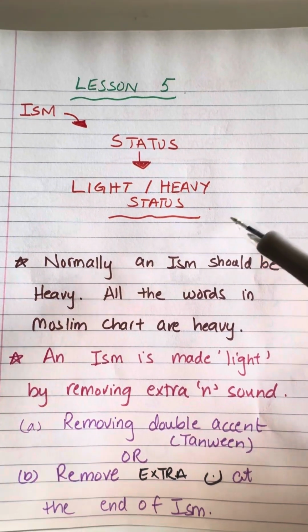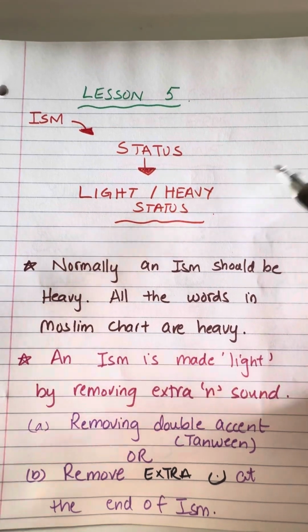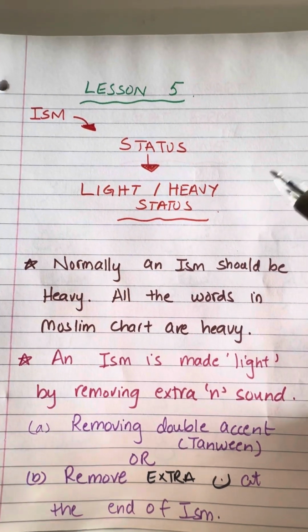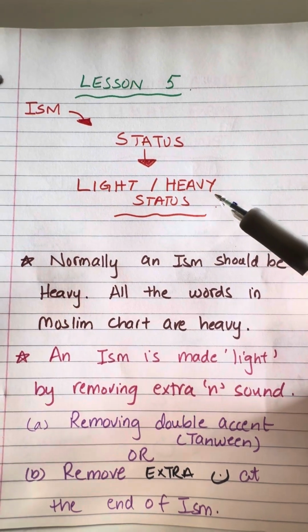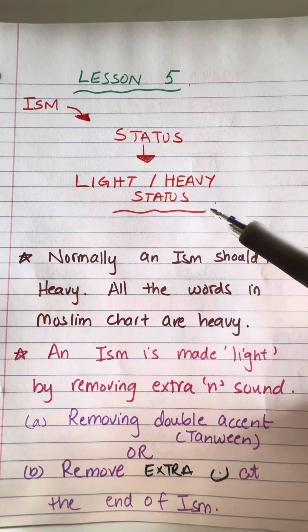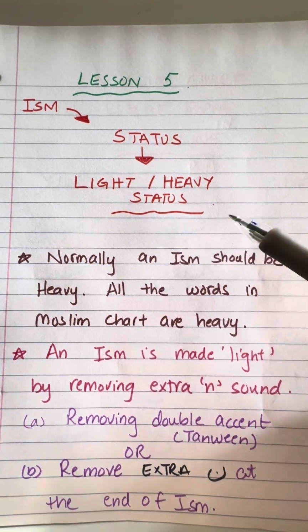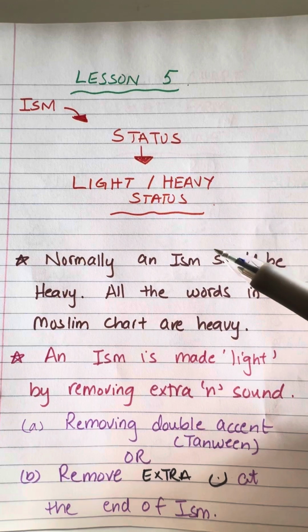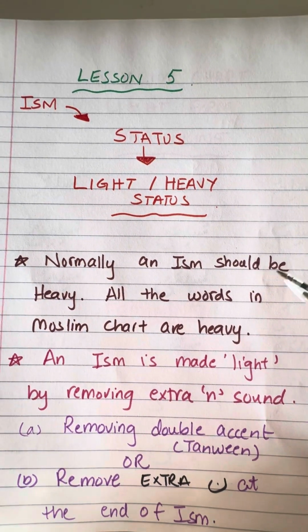So we were doing ism, and in ism we said that there is status, number, gender, and type, which are the four properties of ism. And in the status we know that there are three forms of status, which is rafa, nasab, and jar. And then how to tell status is by the ending sounds and combinations. Now the third thing that we need to learn about status is light versus heavy status, and that's something that we're going to learn in this video.